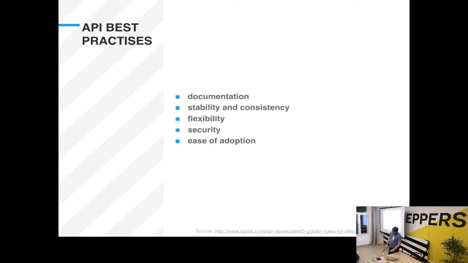Let's start with API best practices. I took these best practices from Total websites. The first is documentation, because if your API is not well documented, nobody will use it because they don't know what methods they should use, how they should authenticate, etc. There are several tools nowadays which you can use for documenting your API. For example, Apiary. It's quite well known nowadays.